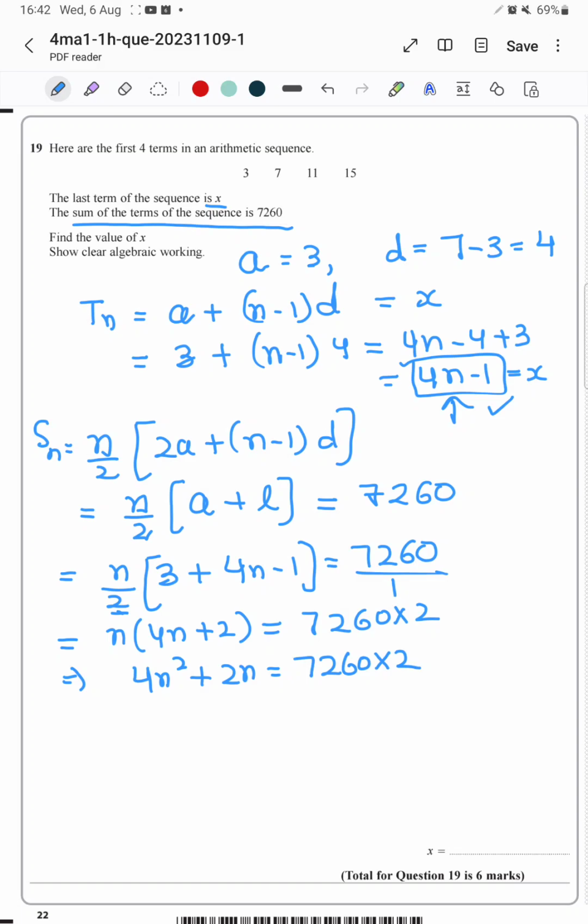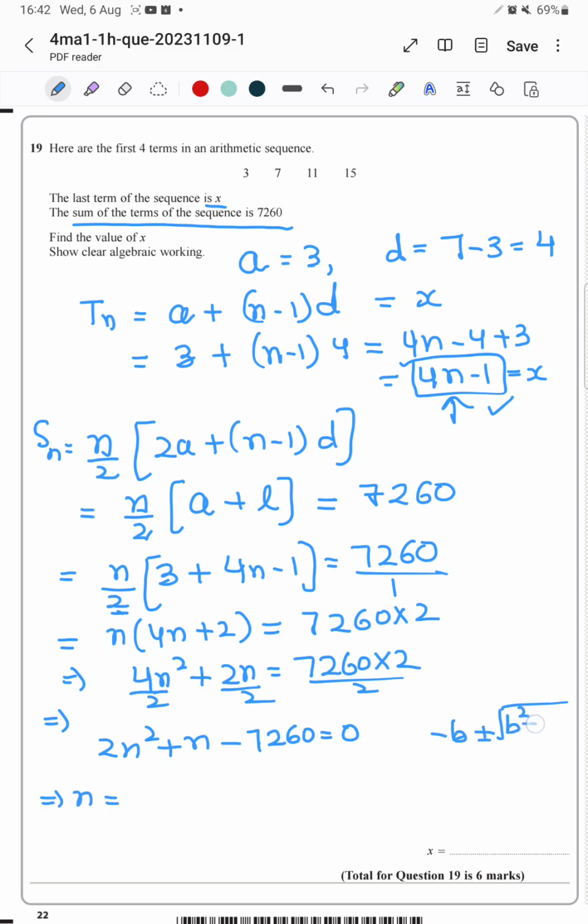As we can see, 2 is in each of the terms, so we can divide the whole equation by 2. So I got 2n squared plus n, and I am taking this 7260 to the other side. So now this is my equation. This is a quadratic equation, and when solving the quadratic equation, I can get n is equal to minus b plus or minus the square root of b squared minus 4ac, over 2a.